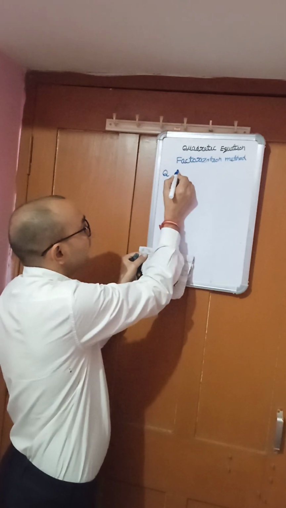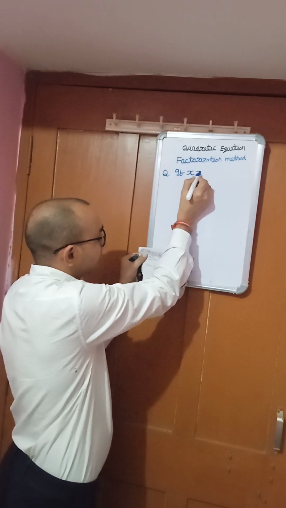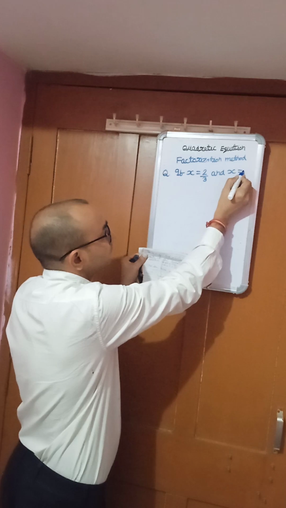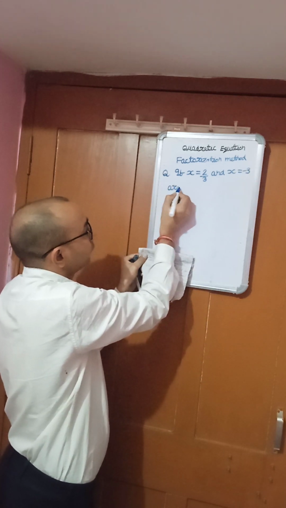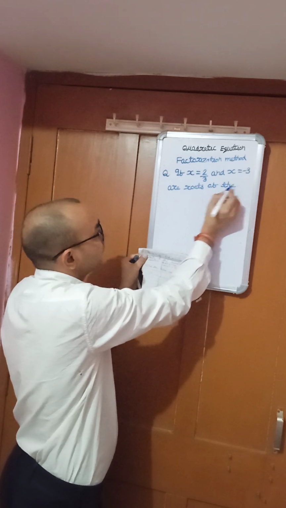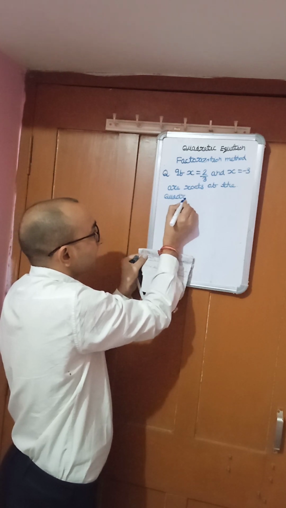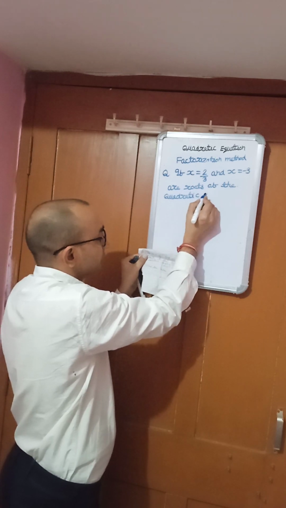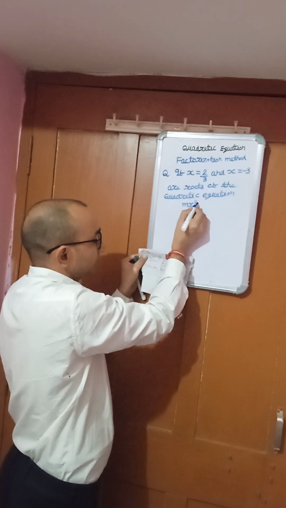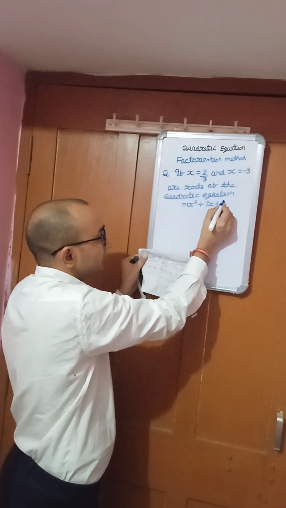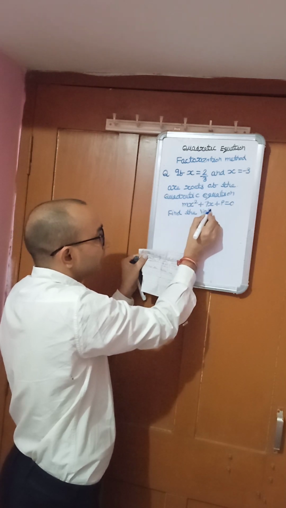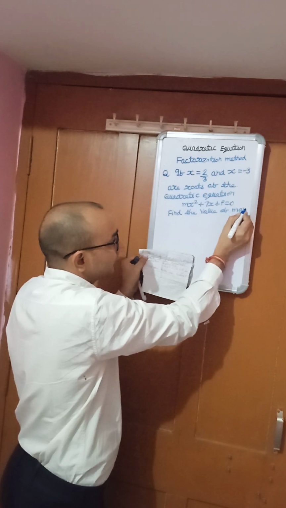Question is that if x equals to 2 by 3 and x equals to minus 3 are roots of the quadratic equation mx square plus 7x plus p equals to 0, then find the value of m and p.